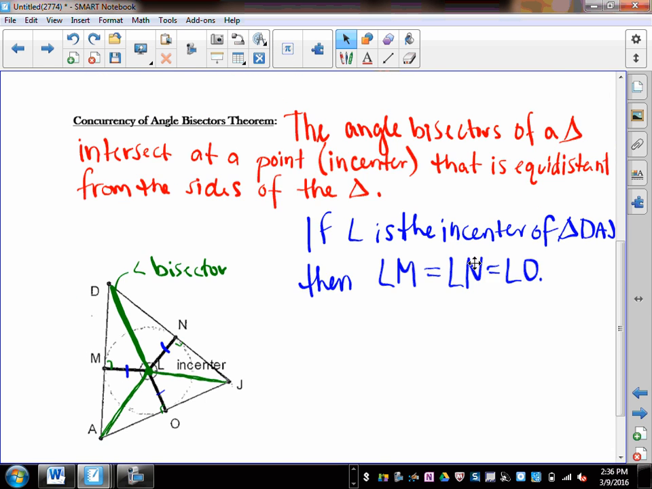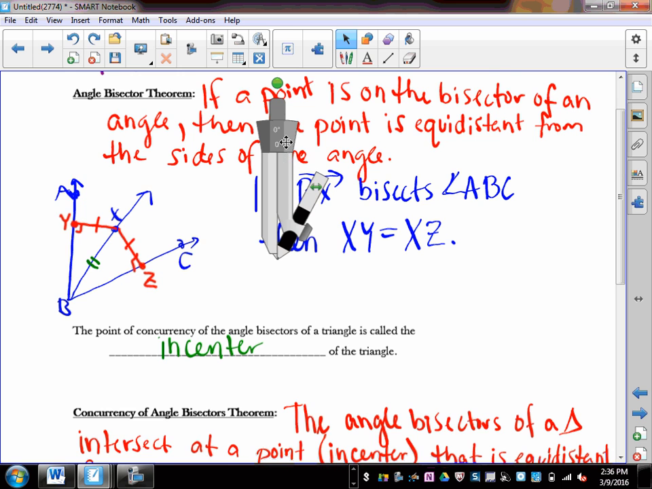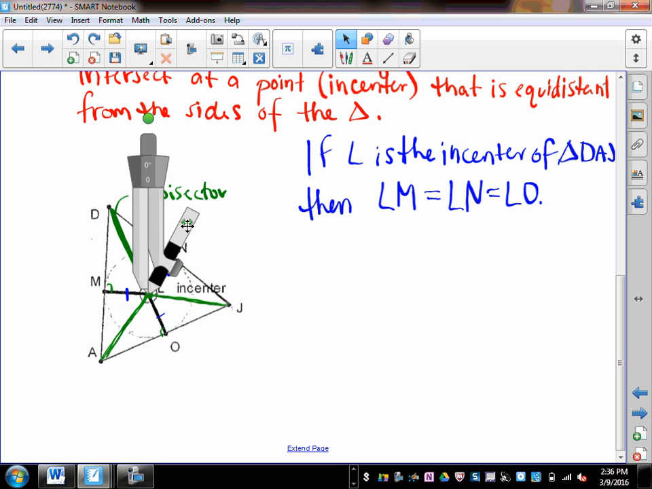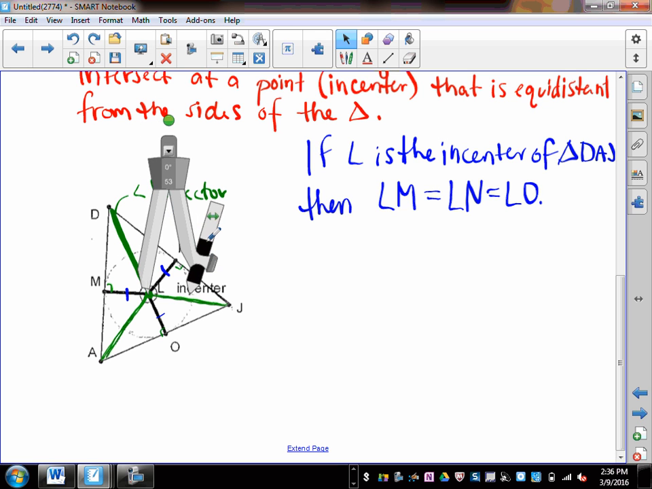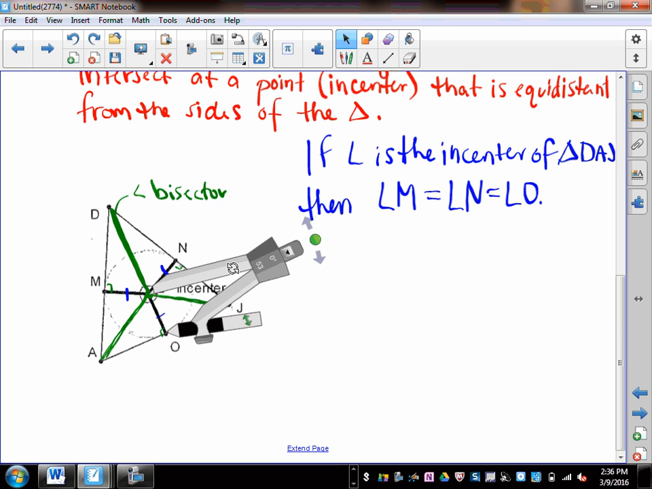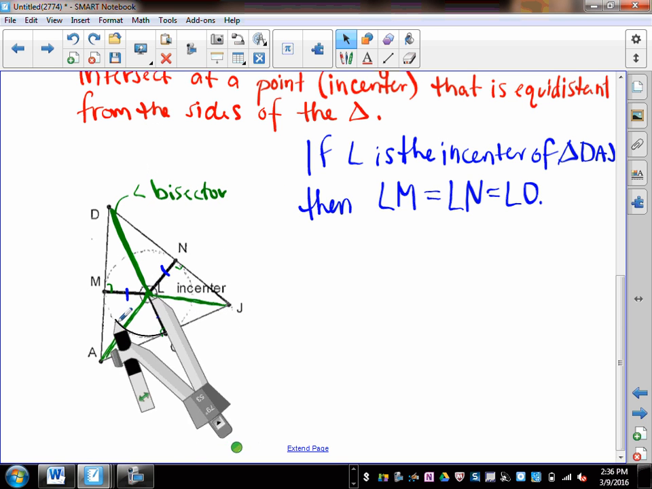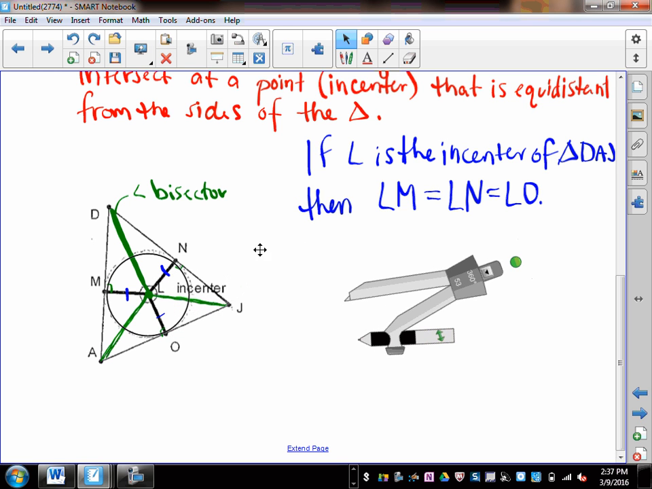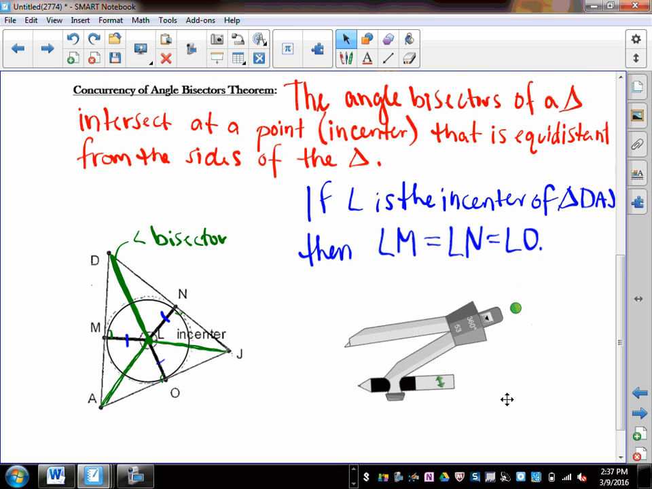So let's try for that again. The compass doesn't let me get super exact with it, so it might not be perfect, but we'll go with it. Well, that's not too bad, actually. Again, it perfectly hits right at M, N, and O. It has the radius that is the distance from the in-center to the sides. Questions on that? Okay.